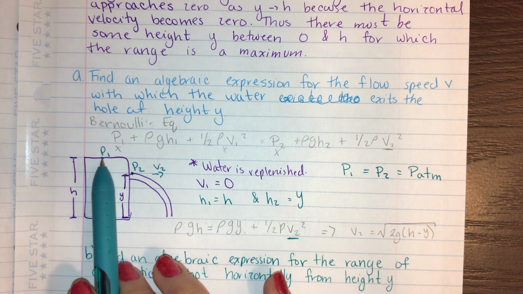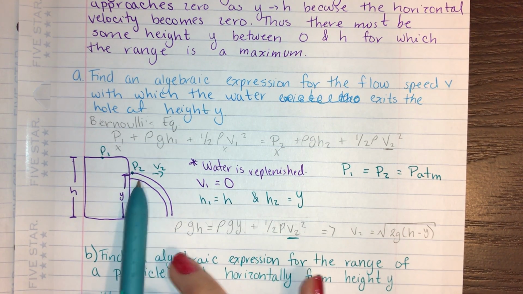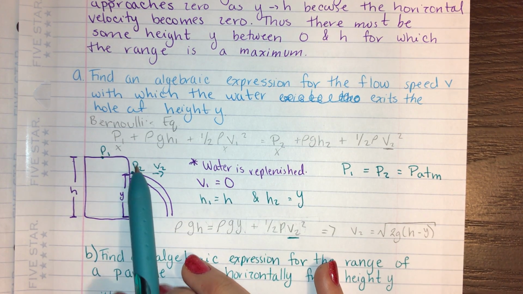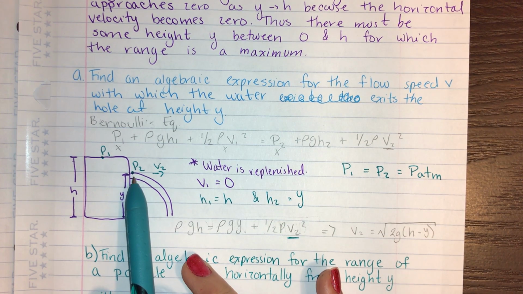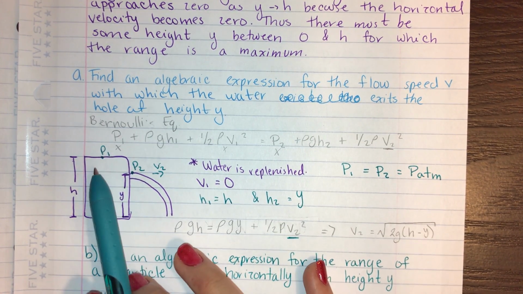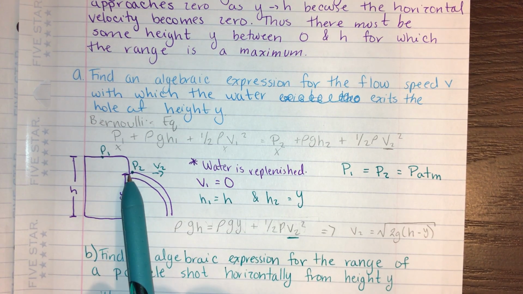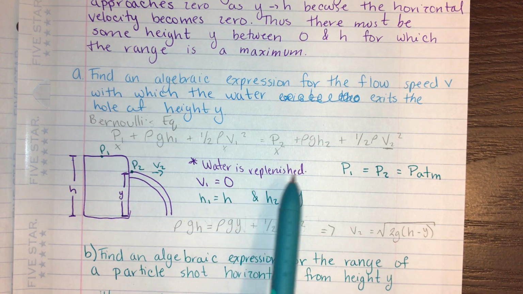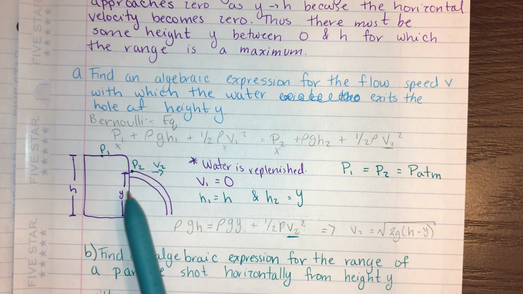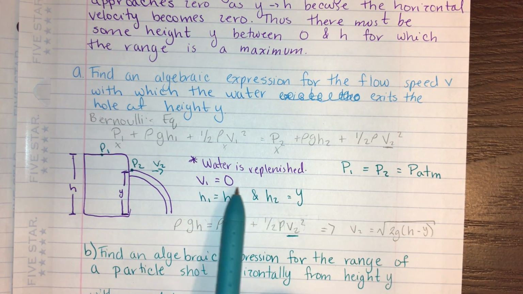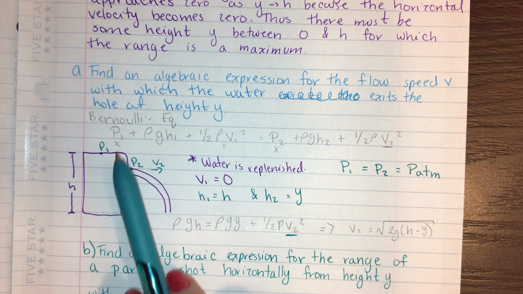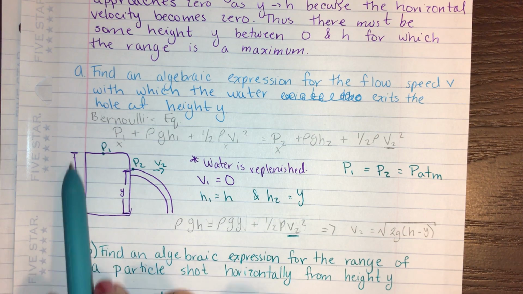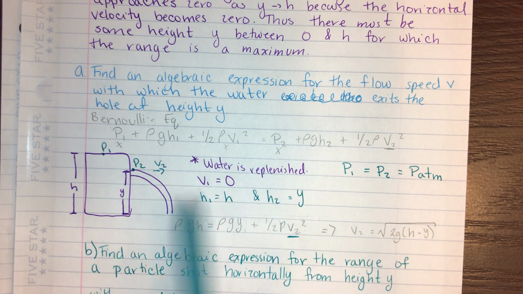For the pressures at P1 and P2, they're both equal to the pressure at atm. That is because we're looking at what is above this point, and as we can see in P2, there's no water above it, so P1 and P2 will be the same even though they're at different heights. We also have the information given that water is replenished, so the velocity of water coming in will be 0 because the height never changes. And we will have h1 be equal to h here, and h2 be equal to y.